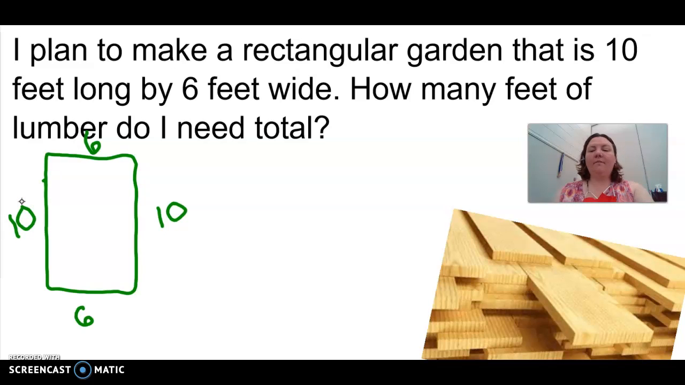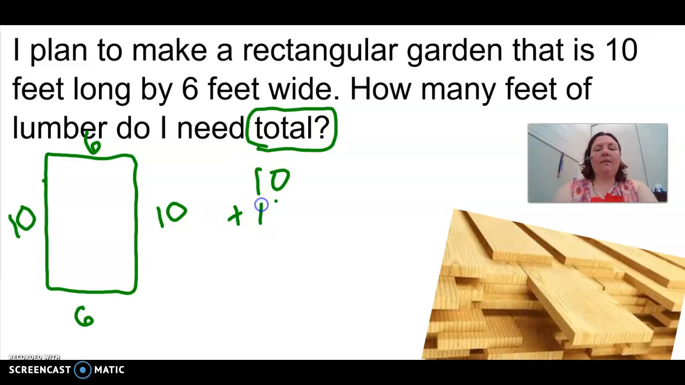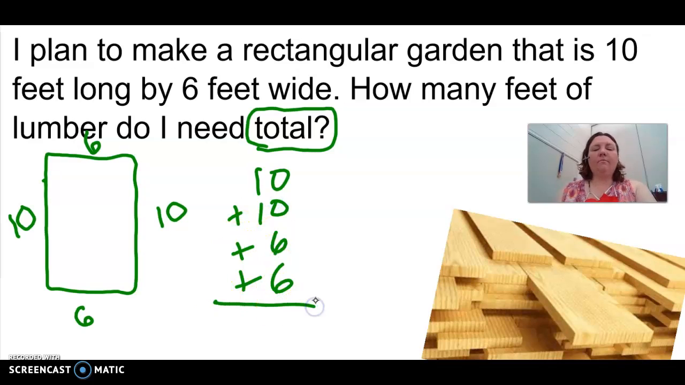Okay. How many feet of lumber do I need total? The word total, we know from our word walls activity that we did in class today, means we want to add up the numbers. And so I have 10 plus 10 plus 6 plus 6.